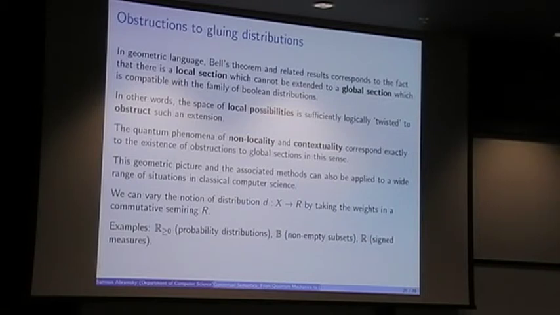And in fact, and we've already begun to do this implicitly, we can look not just at probability distributions, but at other kinds of distributions, looking at supports, as we did in the case of the Hardy model. We were passing from distributions valued in the non-negative reals to distributions valued in the booleans.